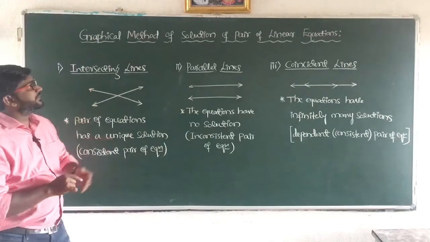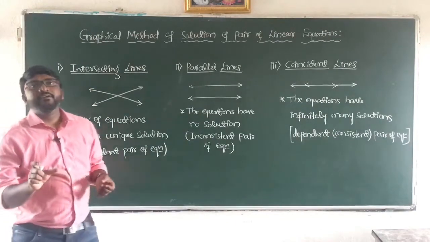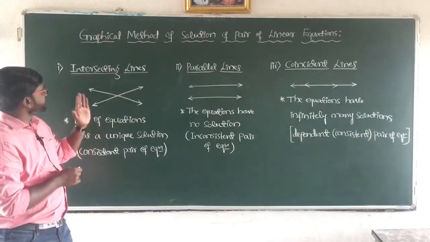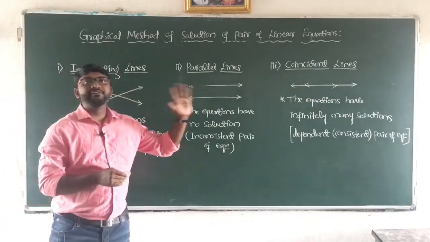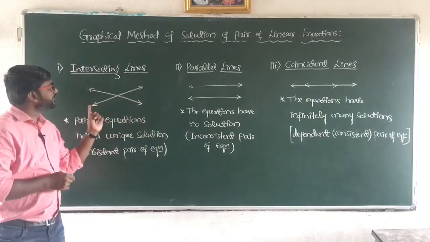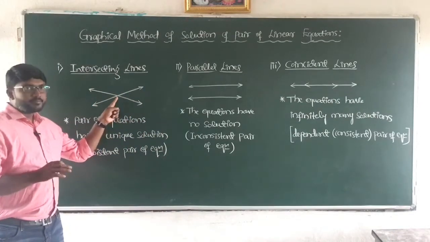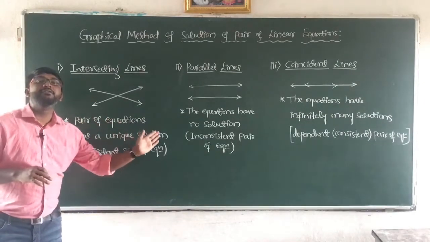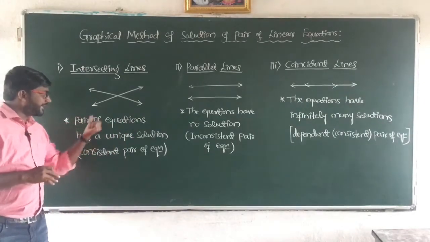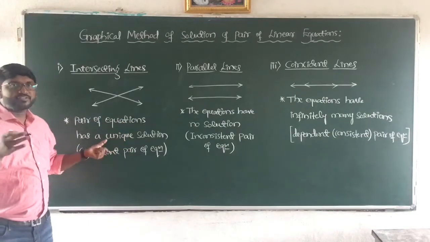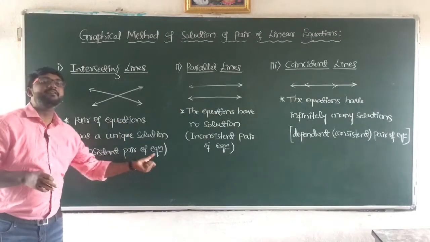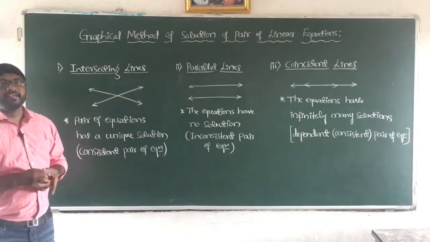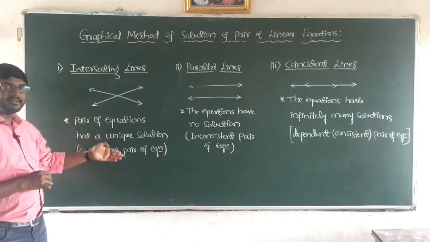Graphical method of solution of a pair of linear equations. I have taken three cases here: intersecting lines, parallel lines and coincident lines. Here the two lines are intersecting at this particular point. In this case, the pair of equations has a unique solution. If it has a unique solution, we can also say that it is a consistent pair of equations. So this is all about intersecting lines.